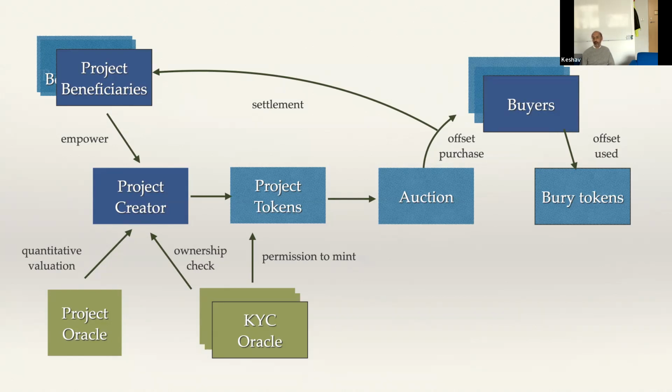We'd like to reduce that way down to 10%, 15%, something like that. We don't have precise numbers, but certainly we feel 80% is way too much. Much more should flow to the project beneficiaries. And then the buyers eventually say, okay, I emitted so many tons of carbon, I bought these credits, and I'm going to bury these tokens at that point and zero emission. So that's what was meant by net zero.